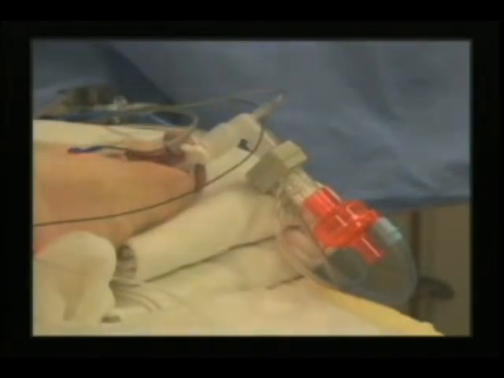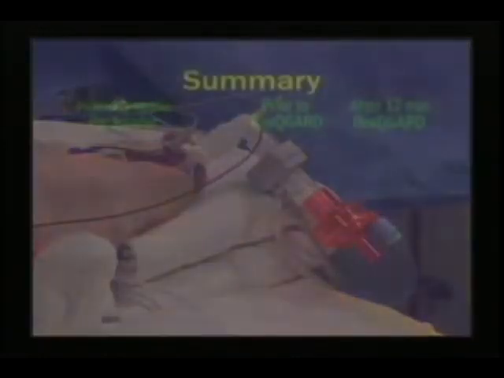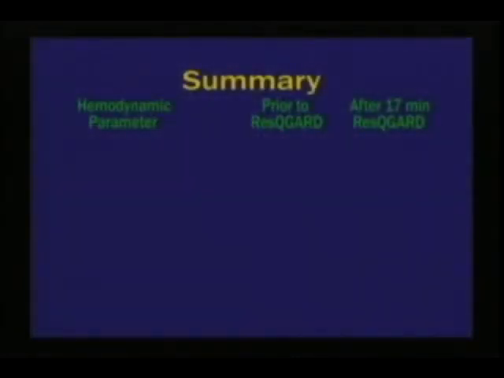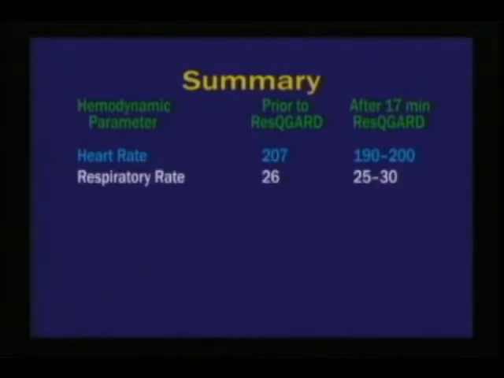In this way, the ResQGuard serves to buy time until more definitive therapy is applied in the setting of significant blood loss. We'll now summarize the effect of the ResQGuard from before and then 17 minutes after treatment. Heart rate went from 207 down to approximately 190 to 200 beats per minute. Respiratory rate stayed the same. It was 26 breaths per minute before and 25 to 30 breaths per minute afterwards.